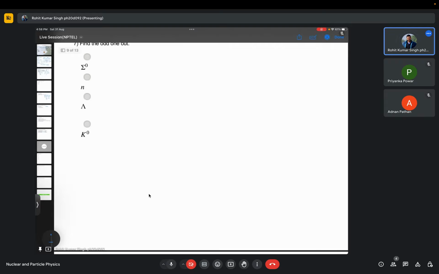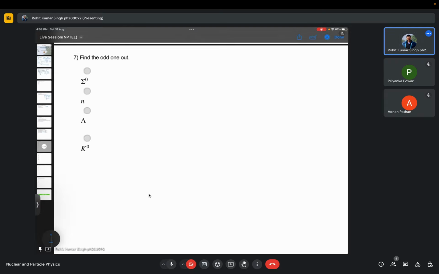Then, okay, it's a simple problem. We have to find the odd particle out. Which one? The last, the kaon. Why? It's a meson, no? The other two are baryons, and the last one is a meson. Okay, true. That was fast.